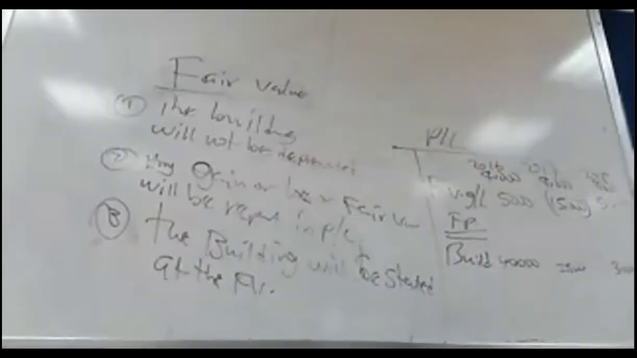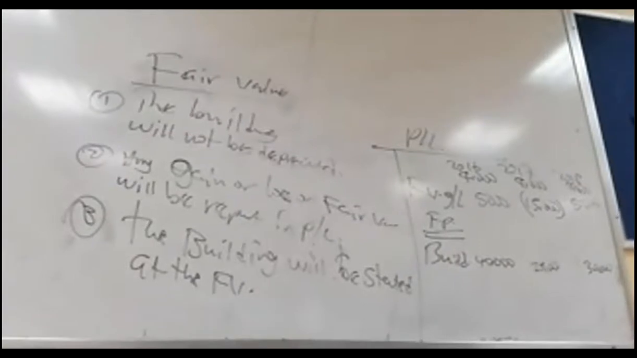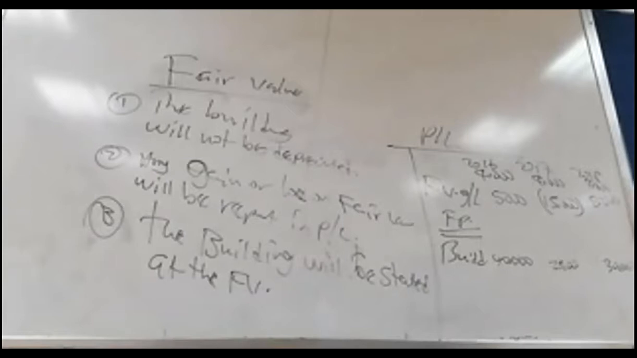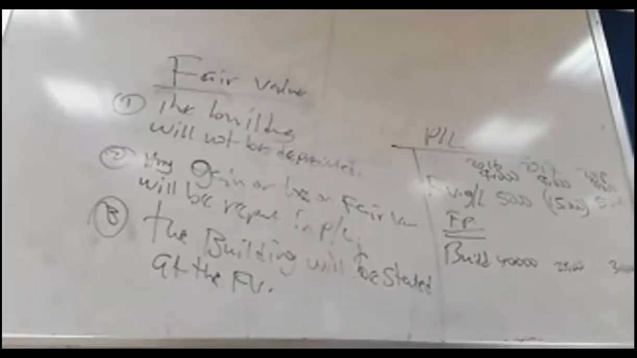Now we write it then. So that's what will go in as the fair value of the building. The fair value of the building will be 40, 25, and 30.